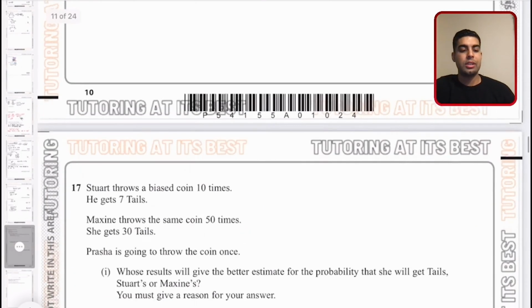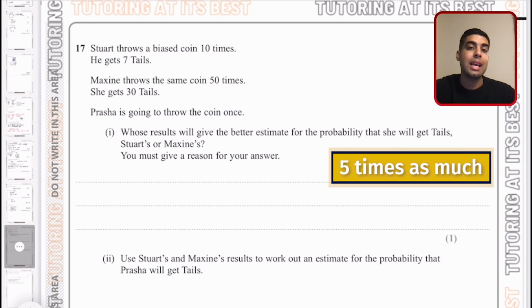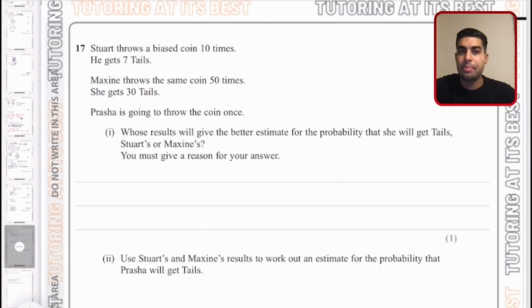I'm moving over to question number 17. So again, this is now based on probability. We know that Stuart throws a biased coin 10 times and he gets 7 tails. And Maxine throws the same coin 50 times, so she's thrown it 5 times more than Stuart has, and she gets 30 tails. And Prasha is going to throw the coin once. So whose result will give the better estimate for the probability? Is it Stuart's or Maxine's?